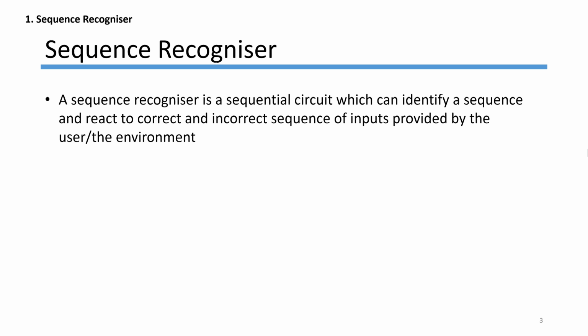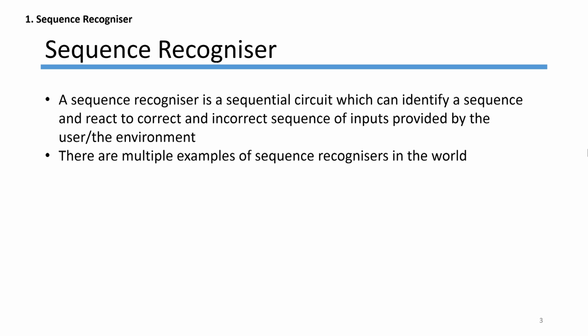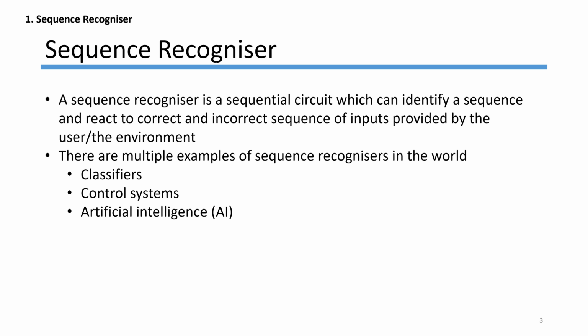A sequence recognizer is a sequential circuit which can identify a sequence and then react to the correct and incorrect sequence of inputs provided by the user or the environment. Now, there are multiple examples of sequence recognizers in the world. So for example, classifiers, you have control systems, even artificial intelligence are part of sequence recognizers. And the one most relevant to us is the password recognizer.